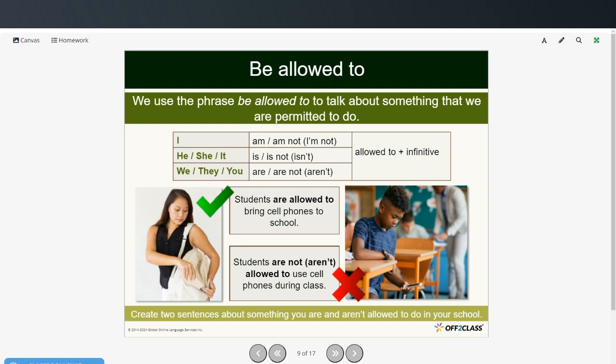So here's an example. Students are allowed to bring cell phones from school. So here we have the subject, are, and then allowed to, and then bring is the infinitive form of the verb. And then students are not allowed to use cell phones during class. So this is something that they are allowed to do. This is something that they are not allowed to do. So you can practice by creating 2 sentences about something that you are and aren't allowed to do in your school.